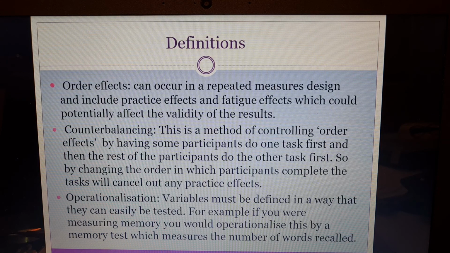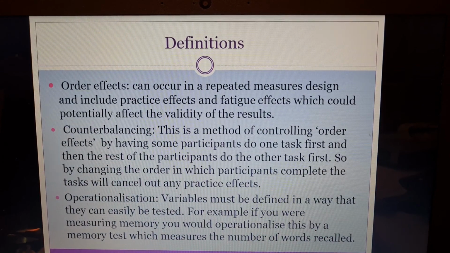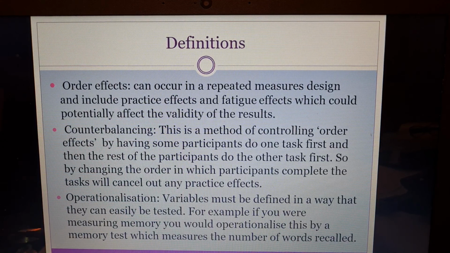We're just going to finish off with some definitions which are really important for you to understand in psychology. So firstly, we've got order effects, and I've talked about order effects already quite a bit. Just wanted to give you some definitions. So order effects occur mostly in repeated measures design, including things like practice effects and fatigue effects. So these could potentially affect the validity of a study.